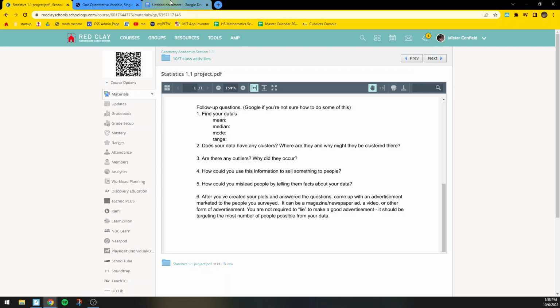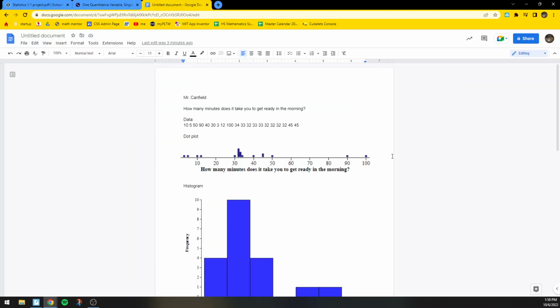Something that chops 5 minutes off of your getting ready time in the morning or something. And then how could you mislead people by telling them facts about your data? So, even though the bulk of my data is here, what is something that I could use and spin in such a way that it turns it into a lie?